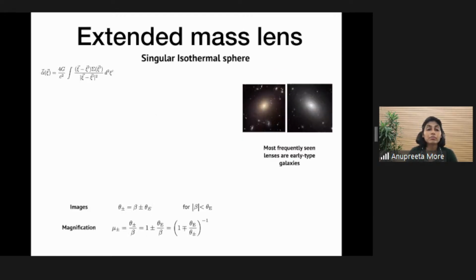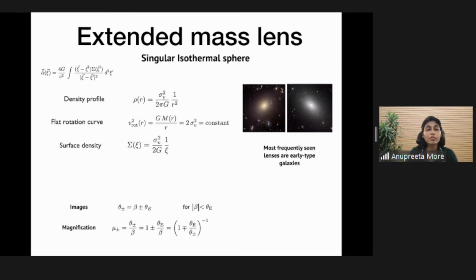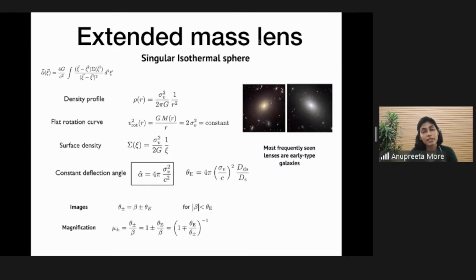All right, so moving on from the point mass lens to the extended mass lens. This is what we typically see in galaxy scale lens systems. These are the images of typical lensing galaxies, which are early type elliptical looking galaxies. And these are usually well fit by an isothermal profile, where the three-dimensional density profile is given by 1 over r squared.